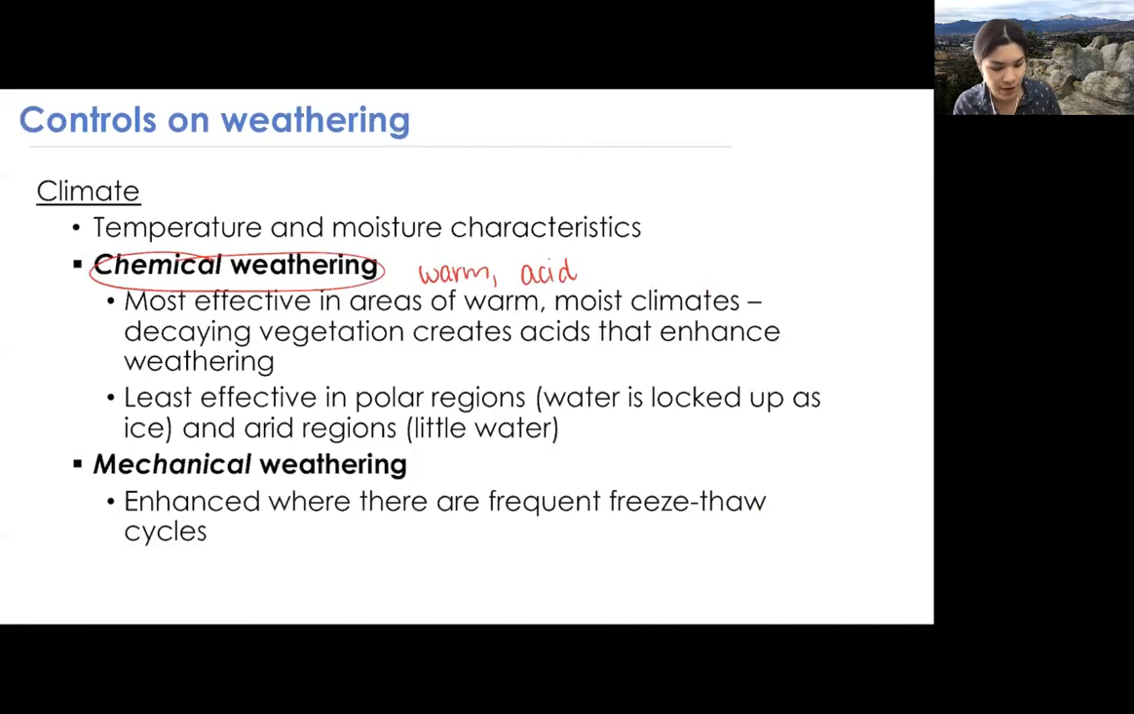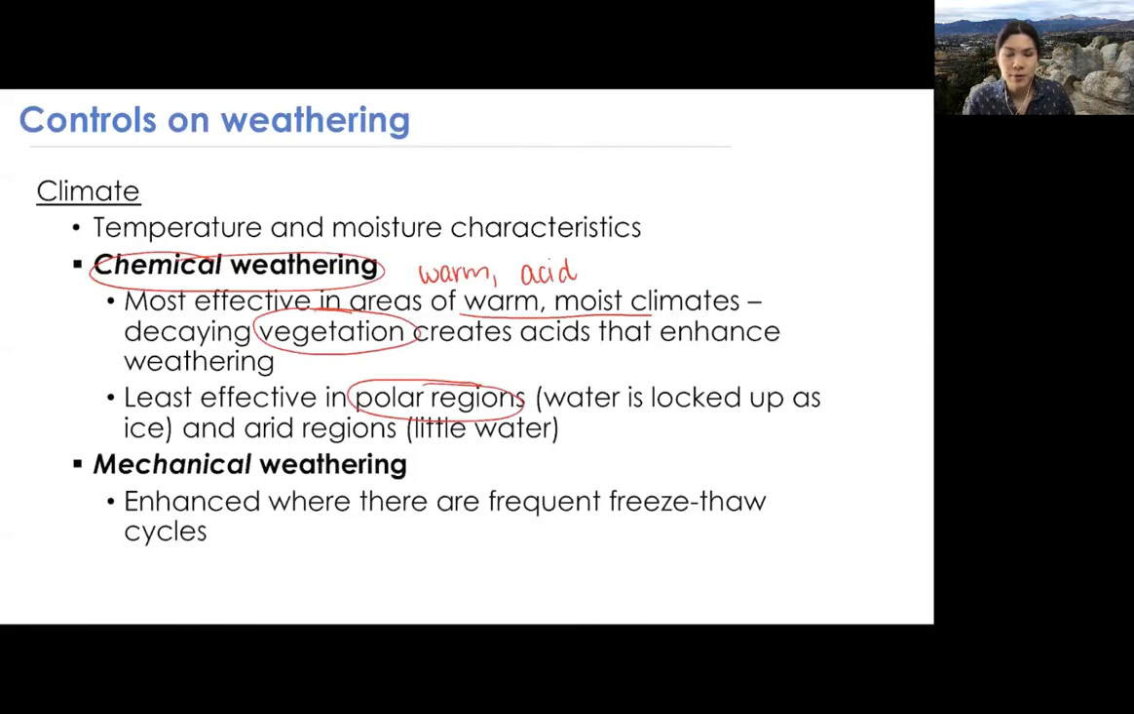So we can find this in areas that are warm and moist. Places that have a lot of vegetation, that decaying, is also going to help speed the rate of chemical weathering. And we tend to see the opposite of this in areas with not a lot of vegetation, areas that are cold. So polar regions tend to have very slow or no rates of chemical weathering.